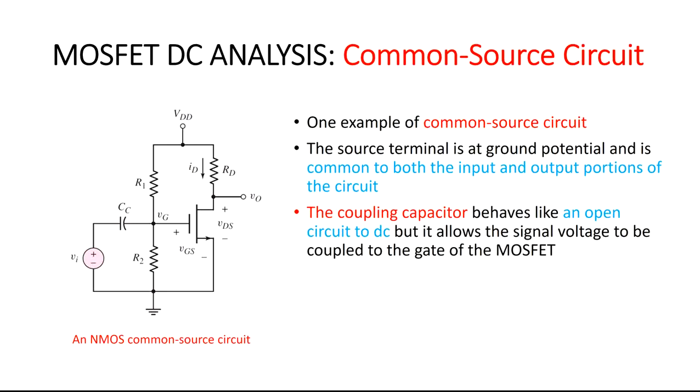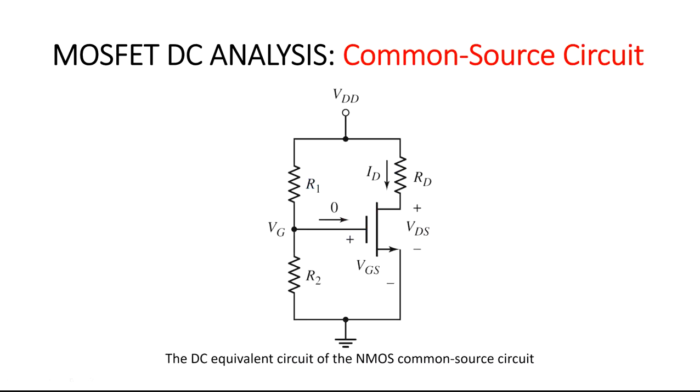The source terminal is at ground potential and is common to the input and output portions. The coupling capacitor behaves like an open circuit to DC, but it allows the signal voltage to be coupled to the gate of the MOSFET. The DC equivalent circuit is shown in the slide.